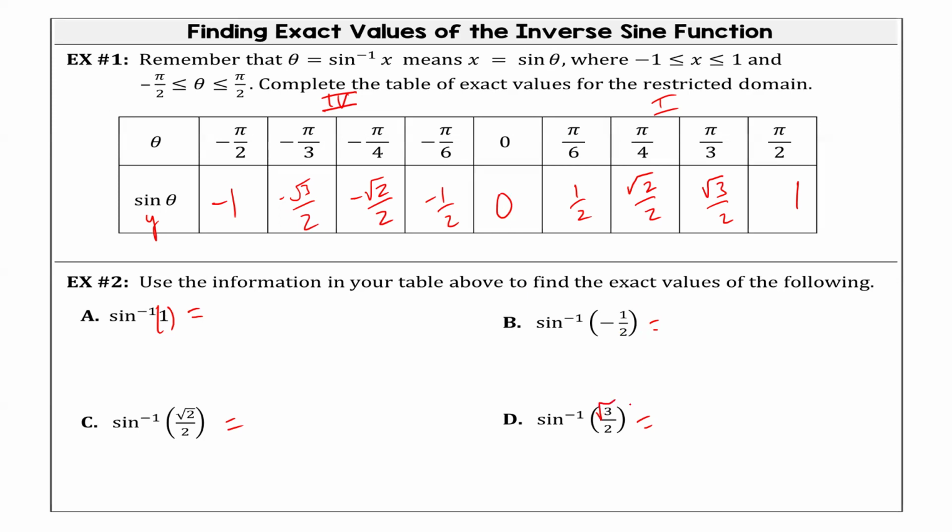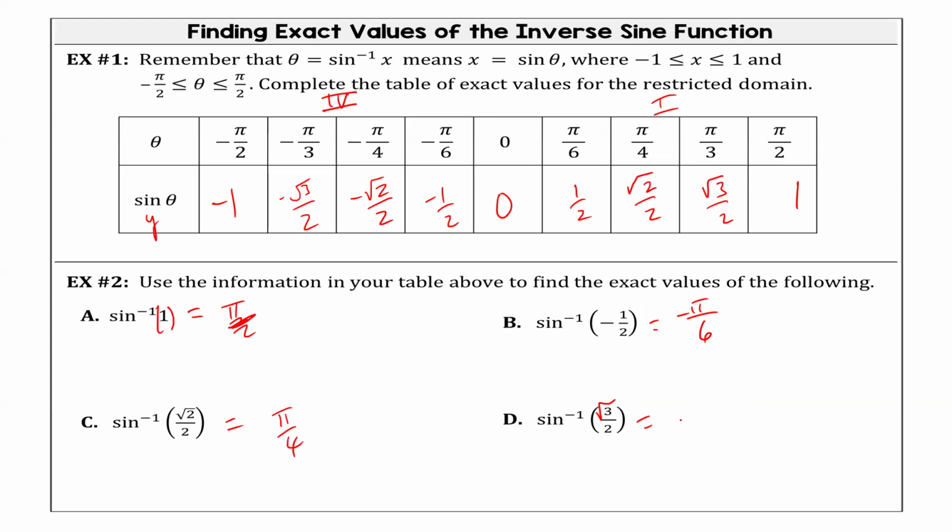All right, what did we get for A? It's pi/2. Good job. What do we get for B? Negative pi over 6. Perfect. What do we get for C?